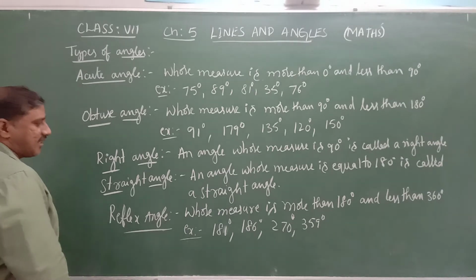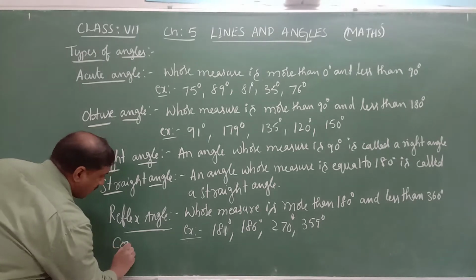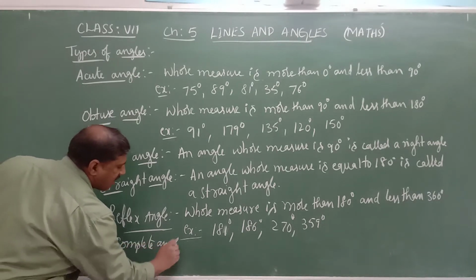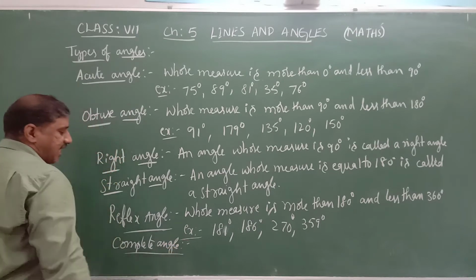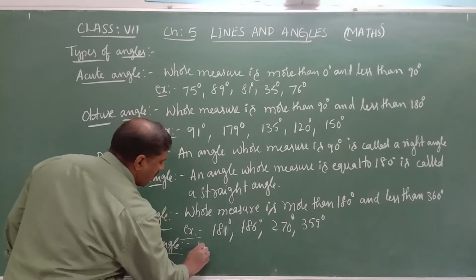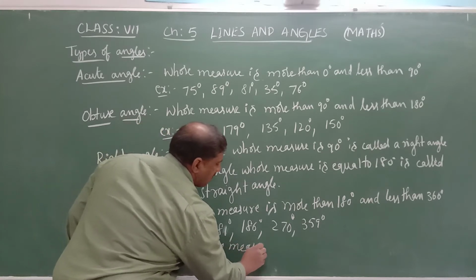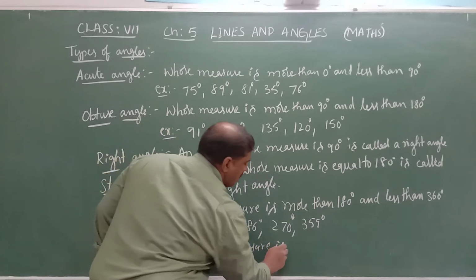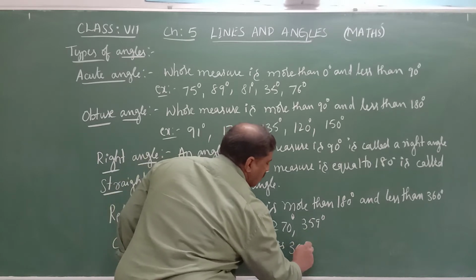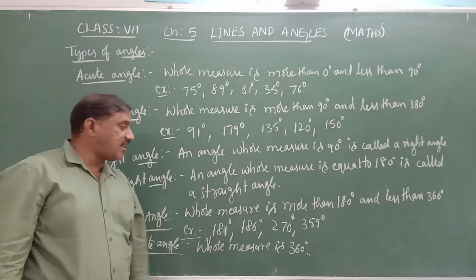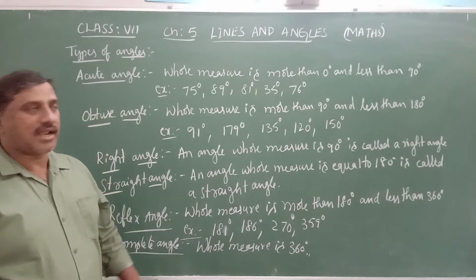Then the angle is known as a complete angle. An angle whose measure is 360 degrees is known as a complete angle.